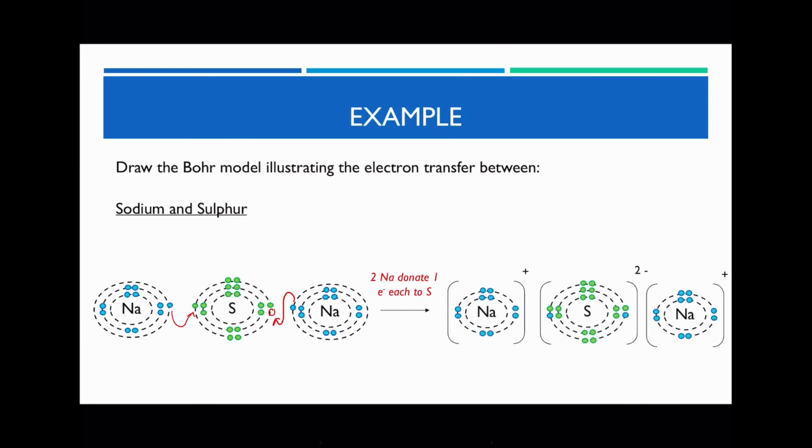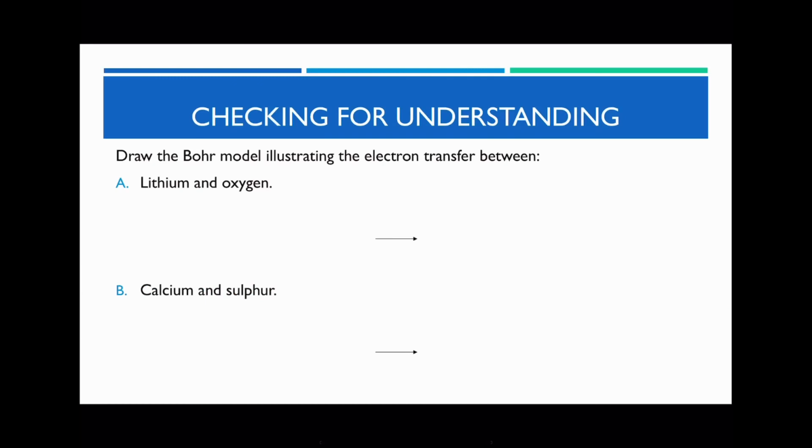This is how you should be drawing your answers. Sulfur will therefore have a net charge of -2 because it gains 2 electrons. Sodium, on the other hand, has only lost 1 electron each, so therefore it will just have a net +1 charge. So now it's time for you to answer some of the questions by yourselves.